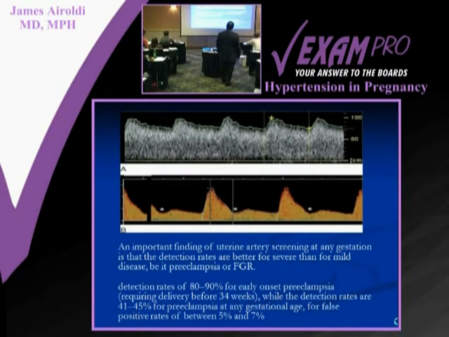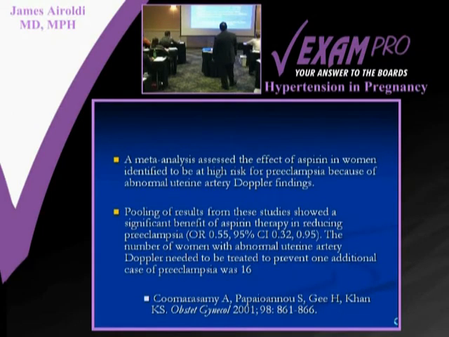And again, this says the same thing, that basically it's good at predicting the severe cases. It's not good at predicting the mild cases. A meta-analysis that looked at aspirin in women known to be at high risk for preeclampsia because of an abnormal uterine artery Doppler seemed to help. The odds ratio was 0.55, so that means there's a 45% risk reduction. The number needed to treat, which everybody kind of wants to know now, was 16.